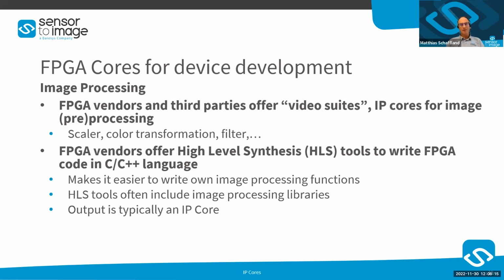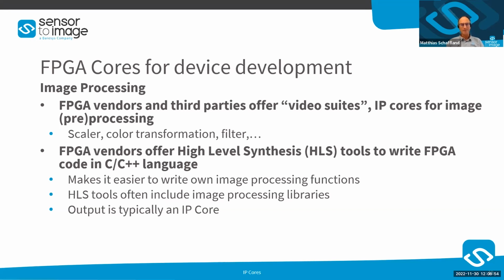For image processing, we at Sensor to Image have no dedicated offering, but FPGA vendors typically have products called Video Suite or something like that, where they offer some pre-processing IP cores like scaler, color transformation, filters, and so on. So that could be licensed directly by the FPGA vendor. If that does not really help, you are, of course, free to develop your own logic inside a camera or embedded receiver.